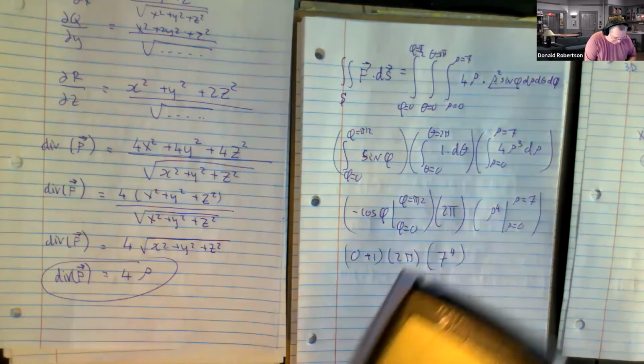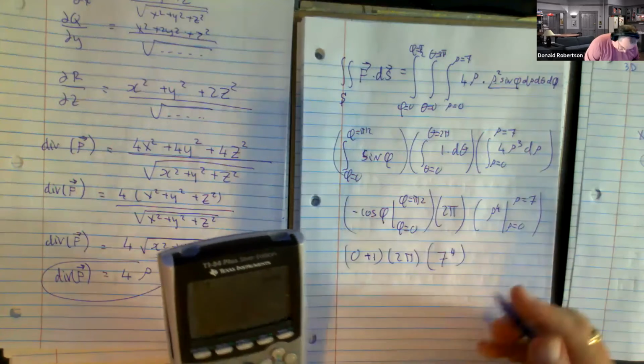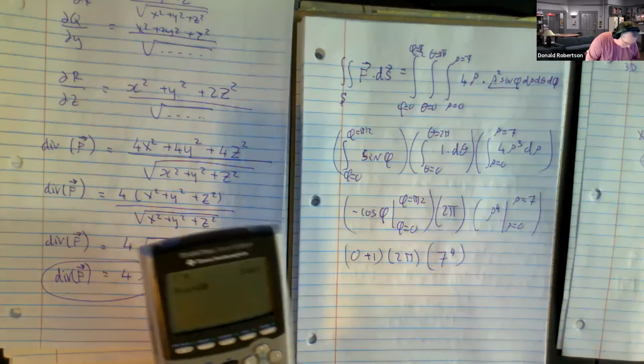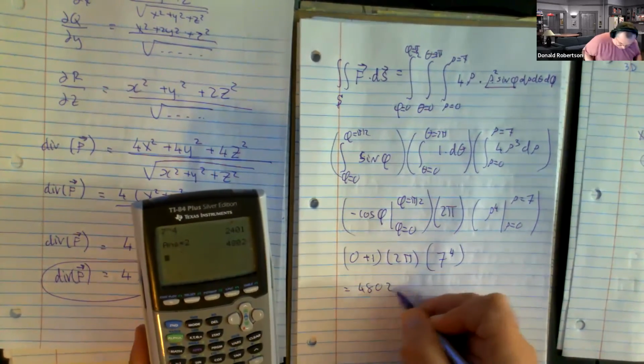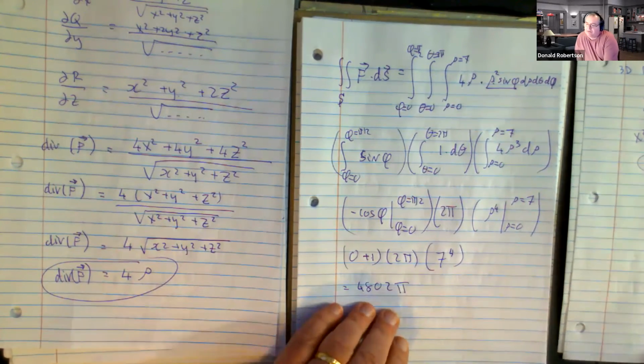I have no idea what 7 to the power of 4 is. 2,401 times 2 then. So I have 4,802 pi. Are we good?